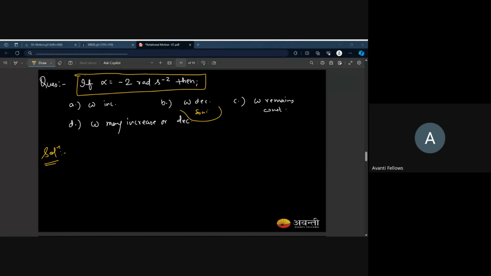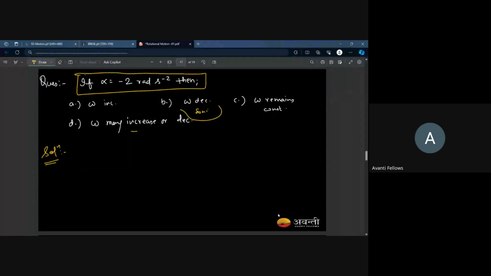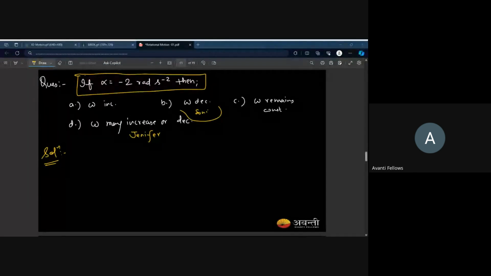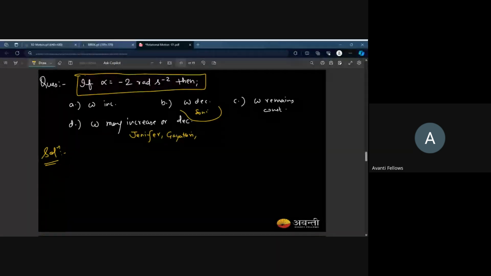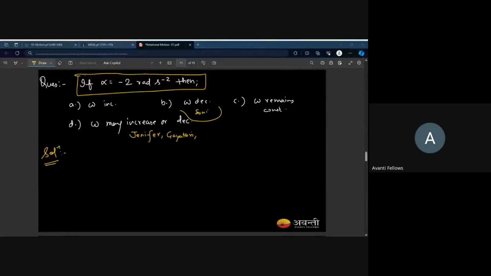Okay, Jennifer. And Gayatri. And? Okay, there are so many now. So everyone is going with option D, right? Shikha, Navrita, Lavanya, Misbah.